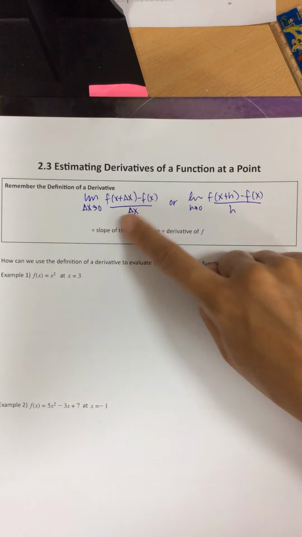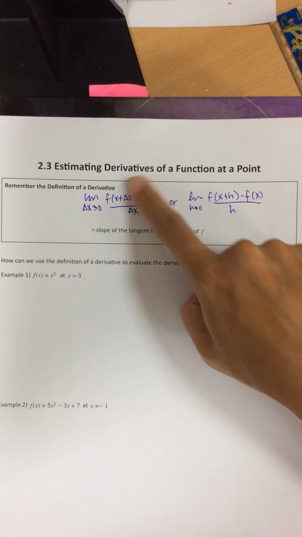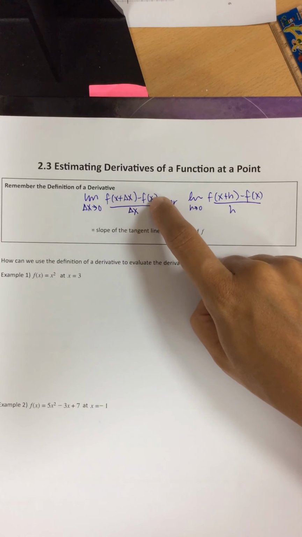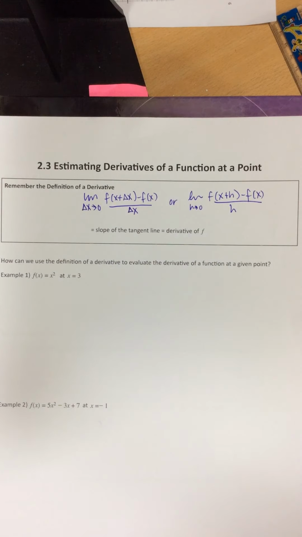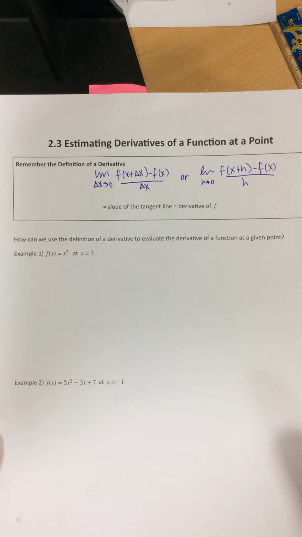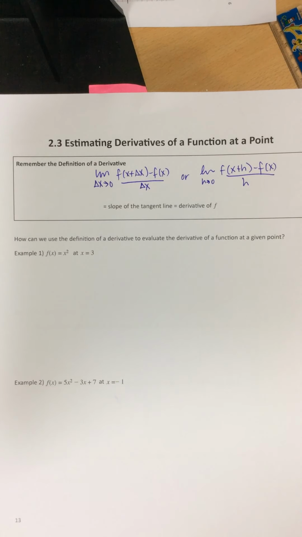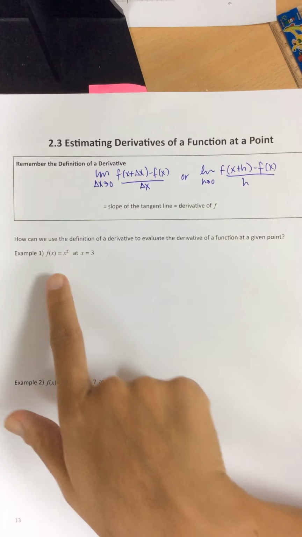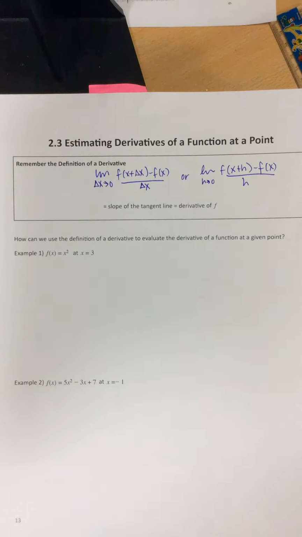And hopefully you're realizing this is just a slope formula, right? y2 minus y1 over change in x, change in y over change in x, right? We're just taking the limit because we want our interval to be approaching 0, as small as it can be. So if you have a function, let's say f of x equals x squared, we can imagine what that looks like, right? But we need to find the derivative when x equals 3. So we need to find the slope of the tangent line when x equals 3.